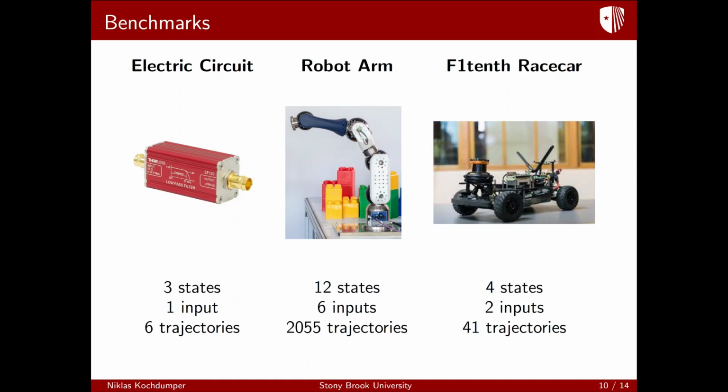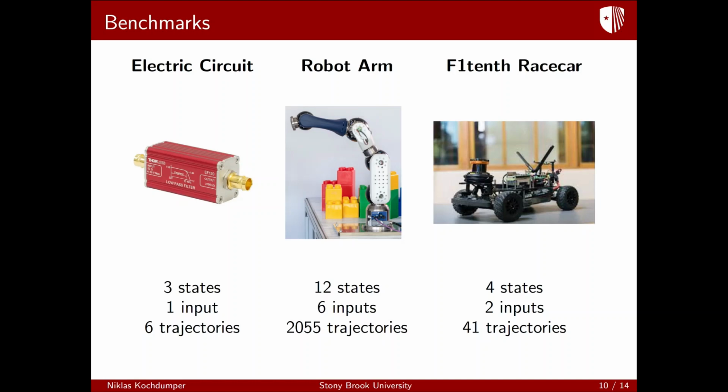The electric circuit consists of 3 states, which are internal voltages and currents. The robot arm has 12 states, which are the angular positions and velocities of the 6 joints of the robot. And the F110 race car has 4 states, which are the x and y positions, the orientation, and the velocity of the car.